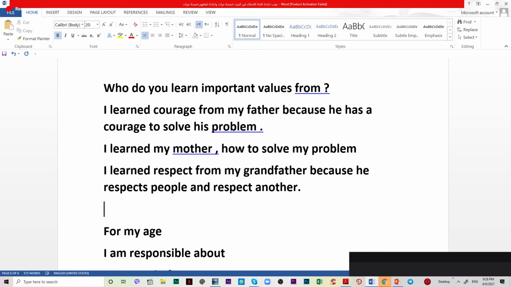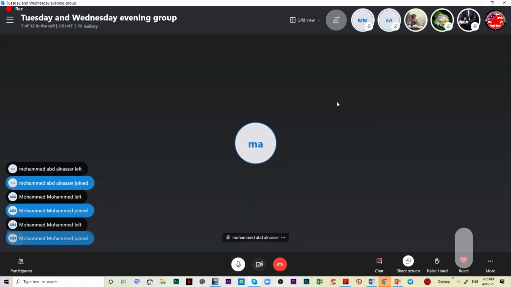I learn about kindness from my parents because they are always kind with us. I learn loyalty from my families because we are always together and never fighting.